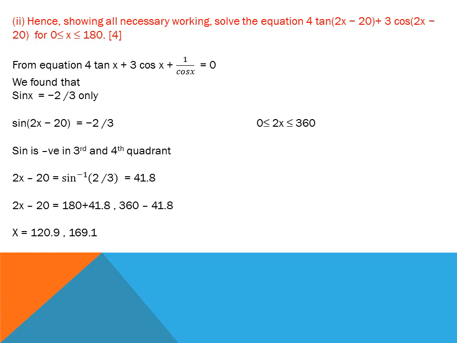So applied here, 2x minus 20 is equal to sine inverse of 2 by 3. Here I remove the negative sign because first I find the basic angle, which is 41.8 degrees. 2x minus 20 is equal to 180 plus 41.8, and 360 minus 41.8, because I found the angles in the third and fourth quadrants. You should find the angles first, then take the 20 to the right side. If you take the 20 to the right side first and then find the angle, it will be wrong. So x is equal to 120.9 and 169.1 here.